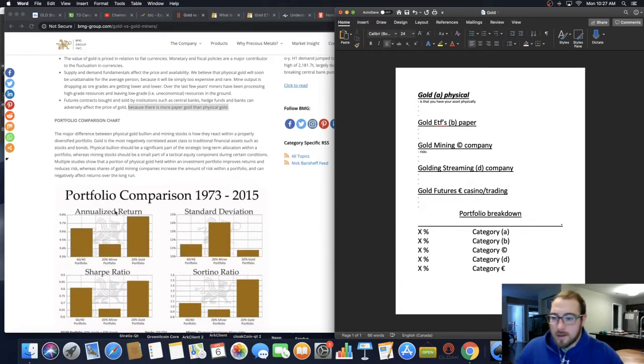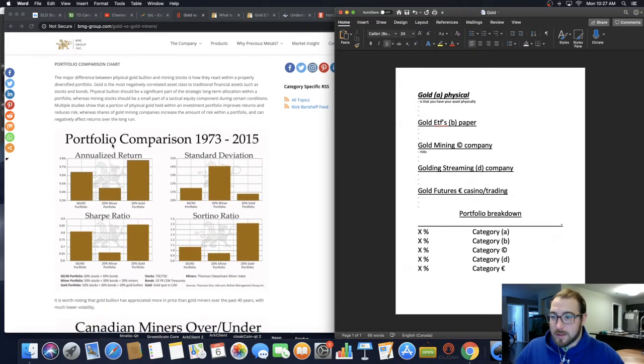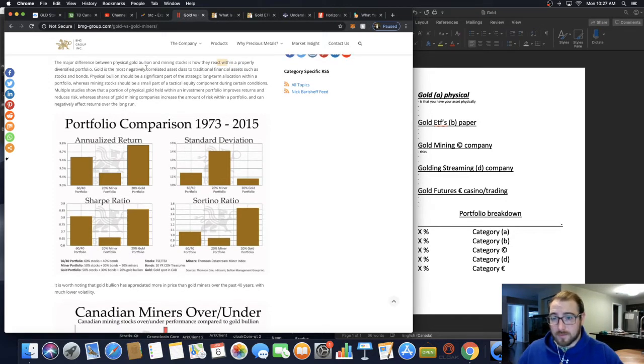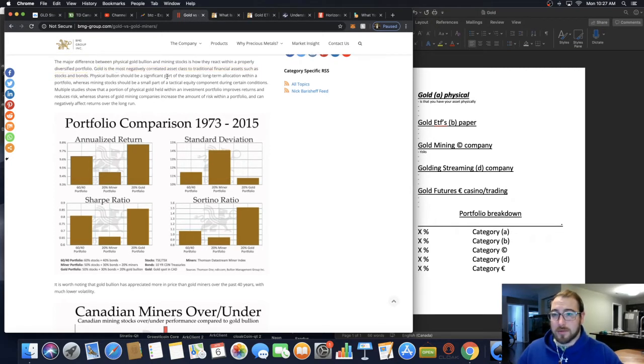But yeah. So looking at some more of this, the difference between physical gold and mining stocks and how they react within a proper diversified portfolio. Gold is the most negatively correlated asset class to traditional finance assets such as stocks and bonds. Physical bullion should be a significant part of the strategic long-term allocation within a portfolio, whereas mining stocks should be a small part of a tactical equity component during certain conditions.